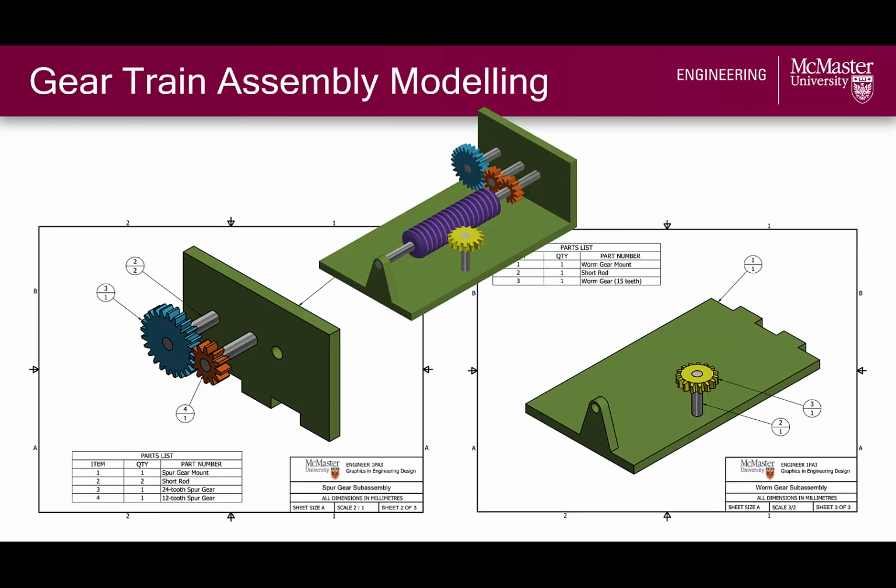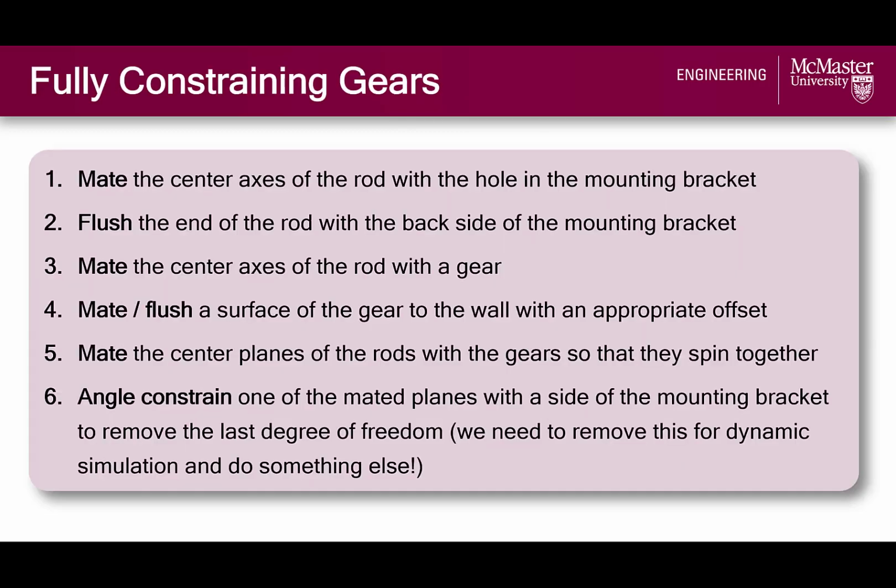Recall that we assembled this gear train with two main subassemblies, one for the spur gear set and its mounting bracket, and another for the worm gear and its mounting bracket. And we brought these two subassemblies into our overall assembly along with the worm, spur gear, and long rod to tie everything together. We applied a bunch of assembly constraints to fully constrain our gear train model, which are summarized in this list. For instance, we applied axis-axis mate constraints between the rods and the mounting brackets, and also made the rods flush with them.